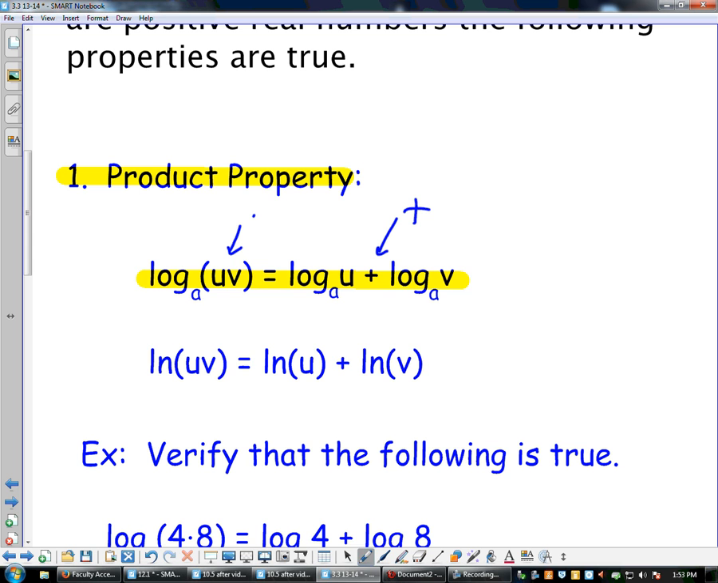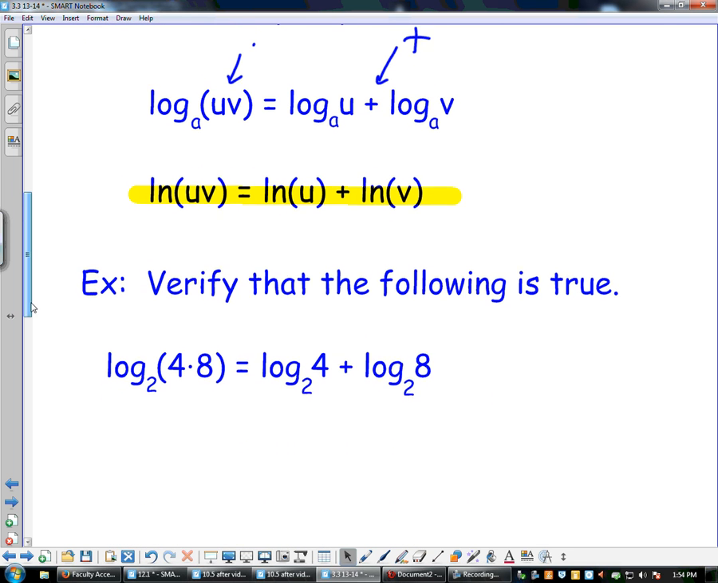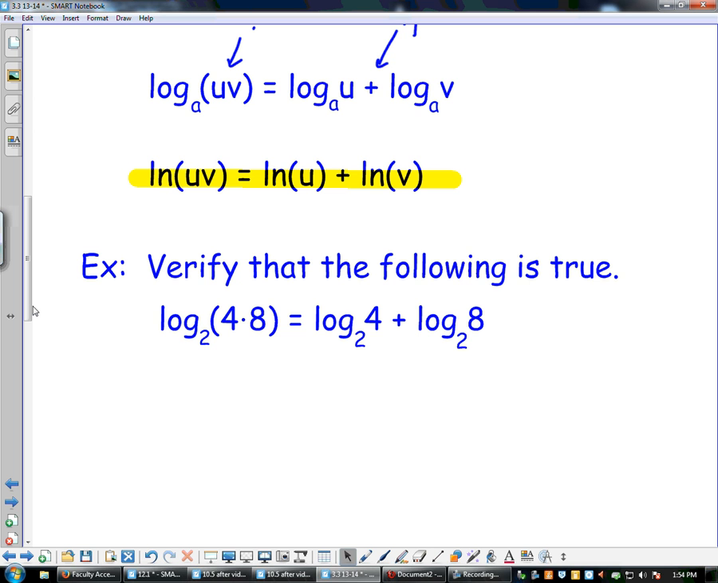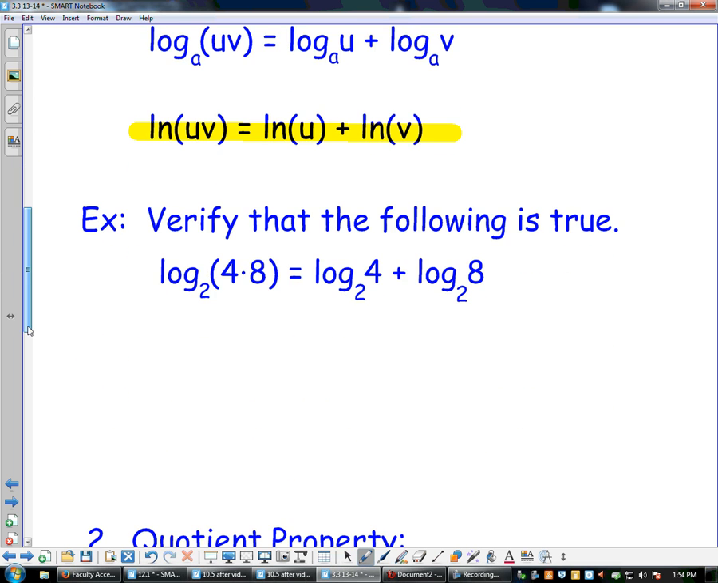All right, same thing holds for natural log. So natural log of u times v is going to be natural log of u plus natural log of v. Maybe you're skeptical. Let's take a look at this example and see if it works. So here we're using this first property, which is called the product property.